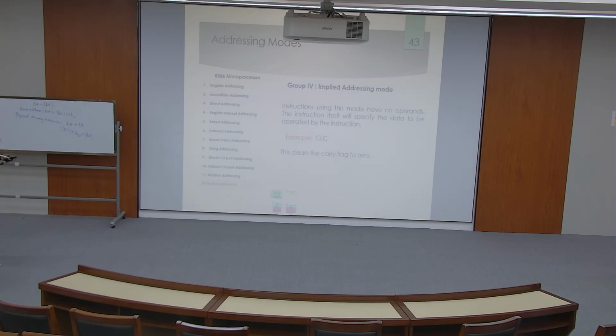Implied addressing mode, this is the last one. Instructions used in this mode have no operand. There is no operand at all. So the instruction itself specifies the data to be operated on by the instruction. We have, for example, CLC. This means that the carry flag will be set to 0 after the execution of this instruction. So this is what we call implied addressing mode.